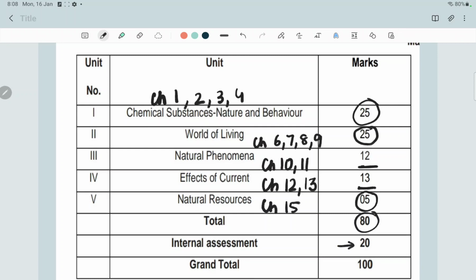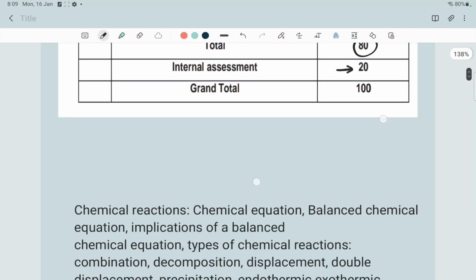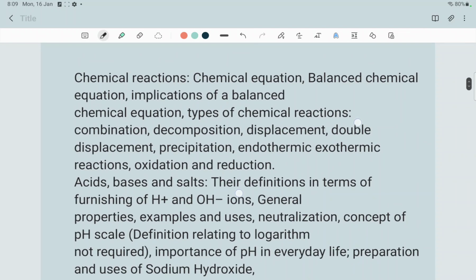Remaining 20 you will get as your internal assessment, which includes your practical files. It will include your projects, it will include the periodic tests that you have given in the school, and all the activities that you are doing in the classroom. So now if we understand what all topics are included in these units, let us start with that.